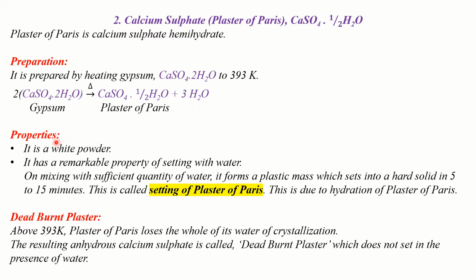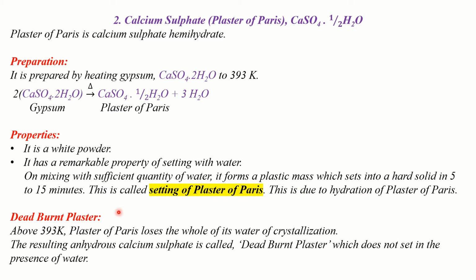Now, what are the properties of plaster of Paris? It is a white powder and it has the remarkable property of setting with water. What is setting of plaster of Paris? On mixing with sufficient quantity of water, plaster of Paris forms a plastic mass, which sets into a hard solid in 5 to 10 minutes. This is called setting of plaster of Paris, and this is due to hydration of plaster of Paris. When plaster of Paris gets hydrated, it results in setting.